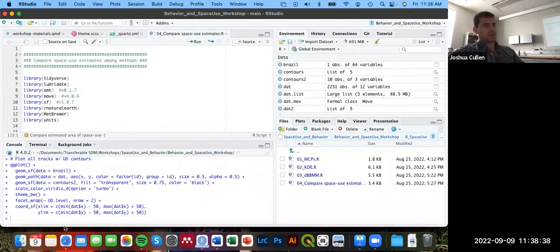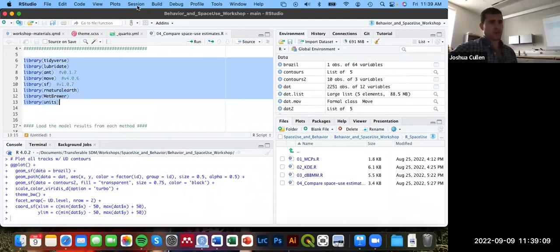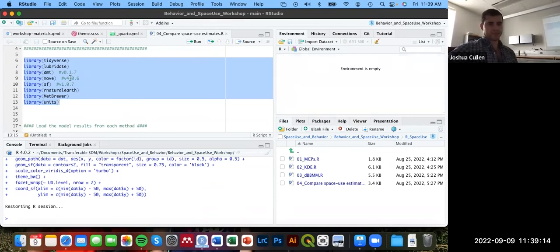So again, this last script is available from that package website through the GitHub repo. And I'll be doing something similar as I did for the behavioral state estimation, but just comparing space use across methods here. All right. And we should have used all these packages previously. I'm actually going to restart my R session now that I'm running a new script.